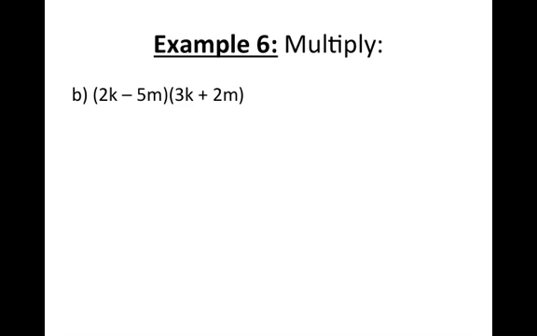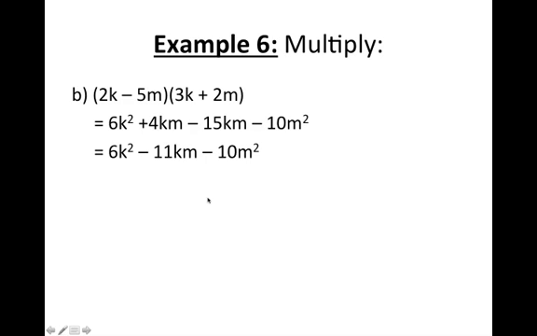For part B, we're going to FOIL with 2k minus 5m times 3k plus 2m. So we're going to get 6k squared plus 4km minus 5 times 3 is 15km minus 10m squared. Now, the middle two terms can be combined, and we have 6k squared minus 11km minus 10m squared.